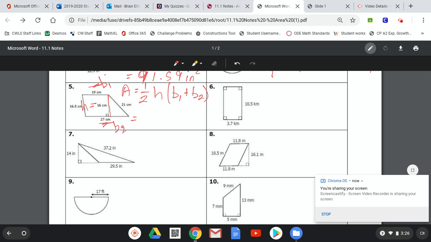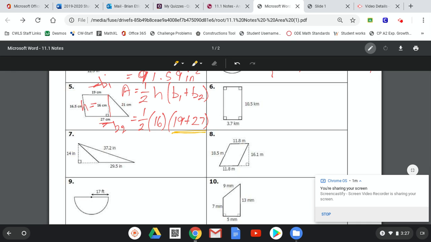So we take this and we're going to get 1/2 times our height, which is 16. All right. And then we're going to multiply that by 19 plus 27. Now, order of operations tells us we should do the 19 plus 27, and then we can multiply all that together, okay? So to solve this problem, make sure you're doing order of operations correctly, guys, and make sure that we are doing this part first, okay?